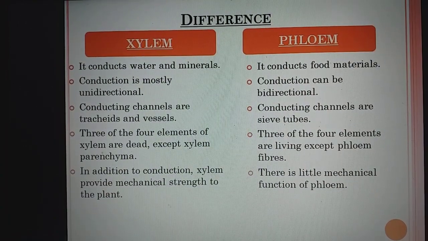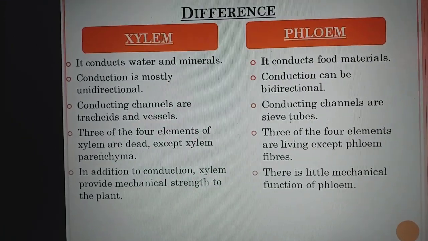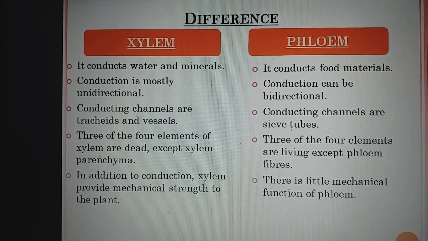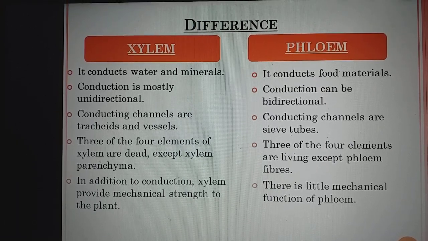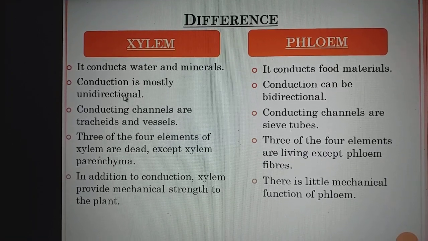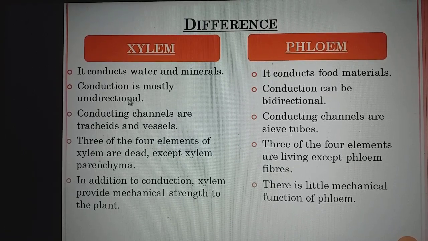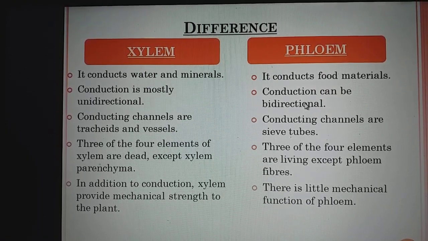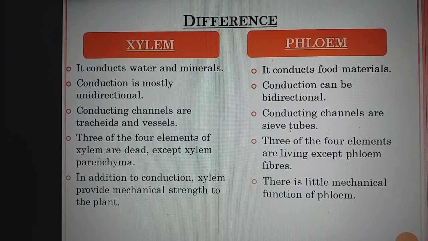Now the difference between xylem and phloem. In earlier classes you were writing only one difference: xylem conducts water and minerals and phloem conducts food. So the same first difference will be there: xylem helps to conduct water and minerals, whereas phloem helps to conduct the prepared food material. Next, conduction in xylem is mostly unidirectional, meaning the flow is in only one direction. Whereas in phloem the conduction can be bidirectional, meaning lateral conduction will also be there, and conduction from up to down will also be there.